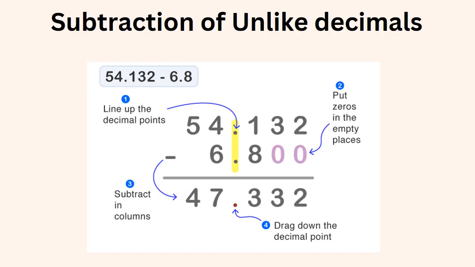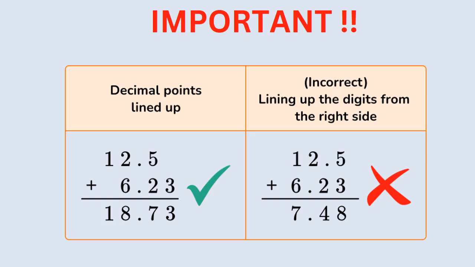Here again, in subtraction of unlike decimal, as I told you, very important. First we need to line up the decimal points and make the decimal numbers like decimal. How do we do that? By adding zeros. Okay, and once that is done, we are following the same process of subtraction, and the final step, that is step 4, is adding the decimal point.